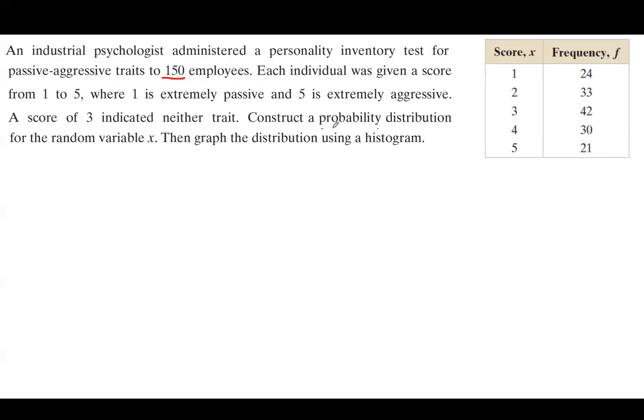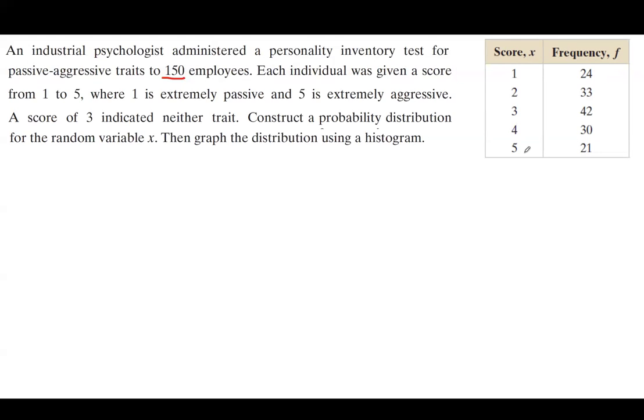So take a look. Score 1: 24 people scored 1. 33 people scored 2. 42 people had neither of these traits. 30 people got score 4, and 21 people got score 5.